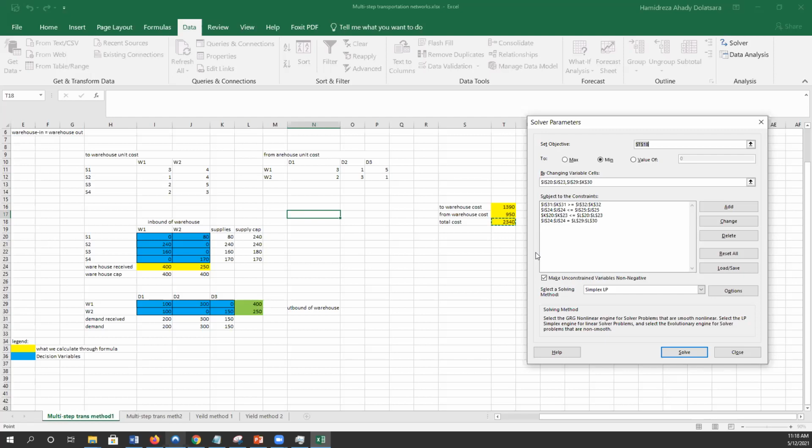So 4 types of constraints. We don't want to send more than our supply. Second, warehouse. For warehouse, we have 2 concepts. First, everything in, everything out. Second, we shouldn't send more than capacity. And the last one is for demand. We want to have at least equal to our demands in the destination points.